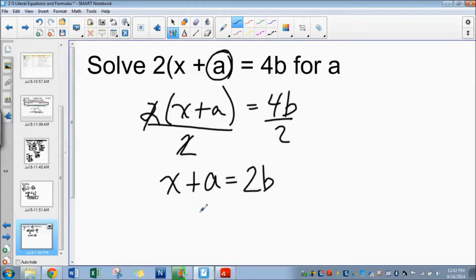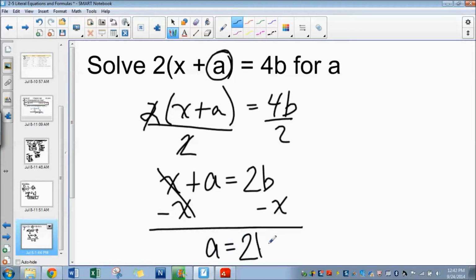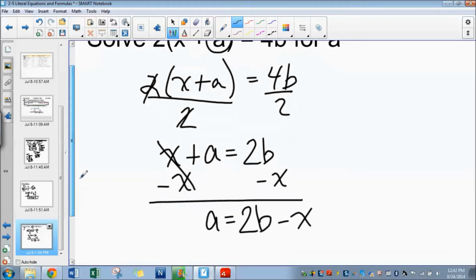Then I want to get rid of adding x because I'm solving for a. So I'm going to subtract x on both sides. x minus x cancels. a is on a side by itself. Then I have 2b minus x. Hopefully you're starting to see all that practice of inverse operations and where I ask you to show your work. That really helps when you're doing literal equations, because I can't solve this kind of stuff in my head. I have to follow those steps with inverse operations. So I have a equals 2b minus x.